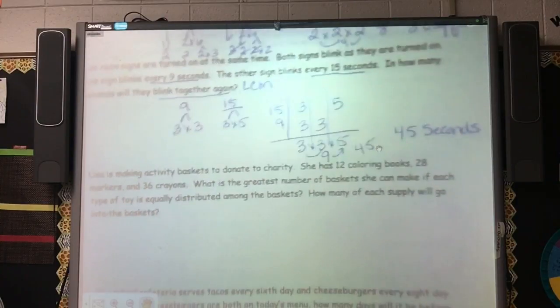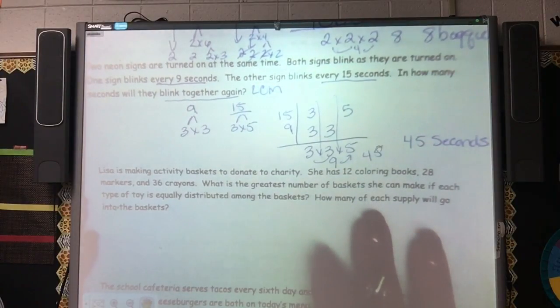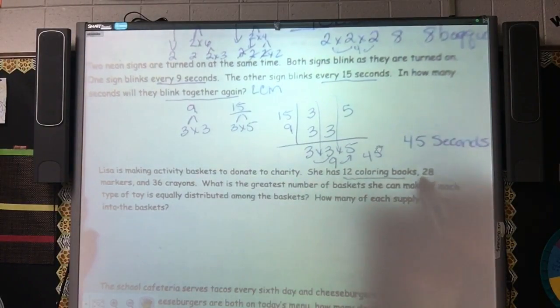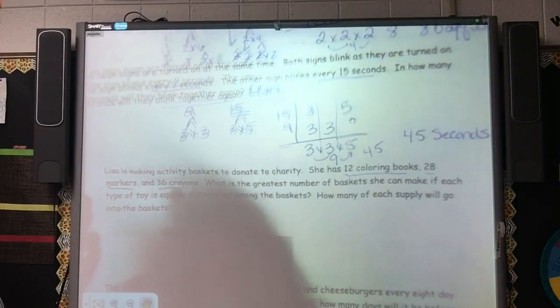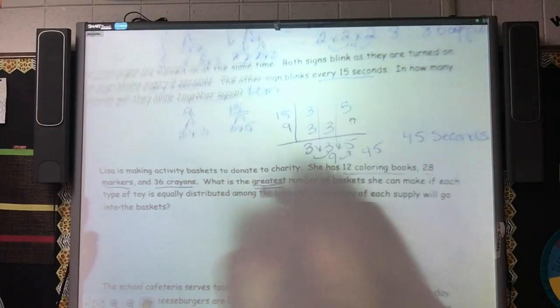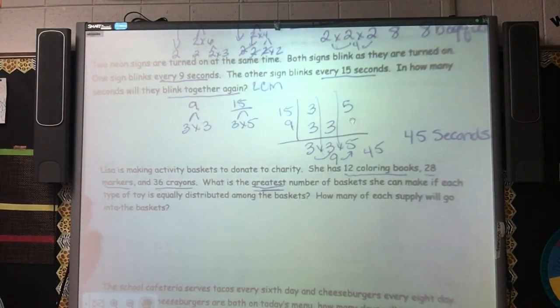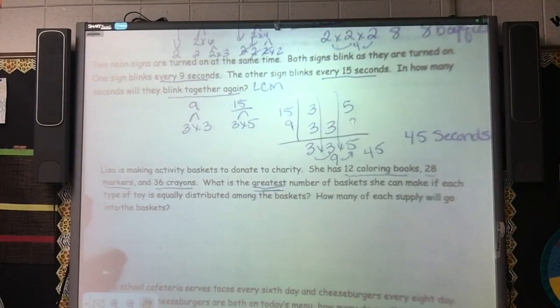Lisa is making activity blankets to donate to charity. It's very nice of her. She has 12 coloring books, 28 markers, 36 crayons. What is the greatest number, there's that greatest word again, of baskets she can make if each type of toy is equally distributed among the baskets? So she wants to make it a fair share. She doesn't want to give one person extra toys and one person extra crayons. She wants to make it fair. How many of each supply will go into the baskets?